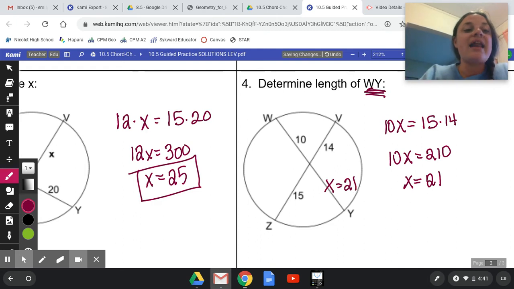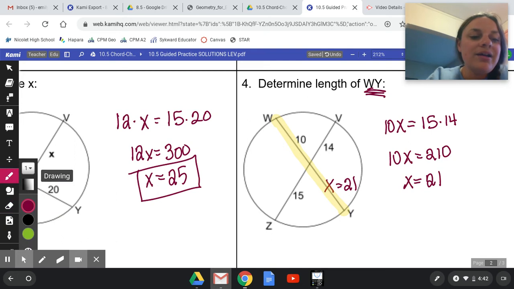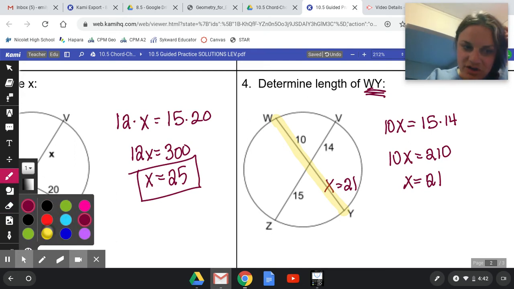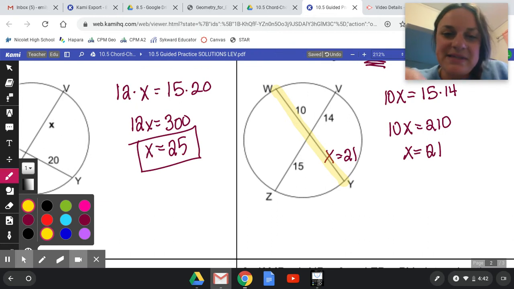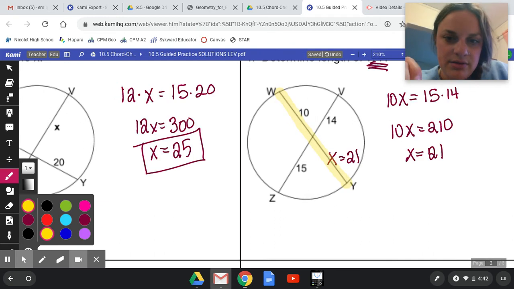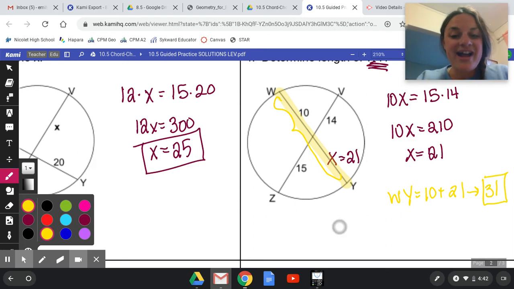Great, but that is not actually what I'm looking for. I'm looking for this full length of WY. What do I have to do? All I have to do is add them together, right? 10 is a portion, 21 is a portion. So WY is equal to 10 plus 21, which is just 31 units. So my final answer is 31.